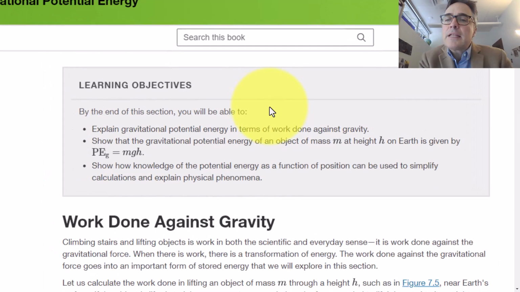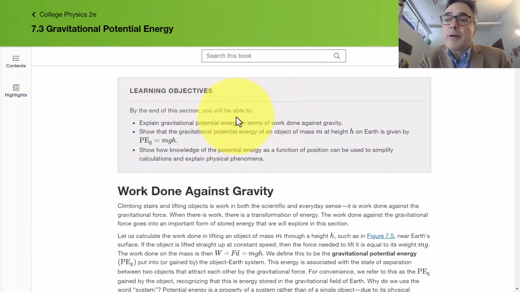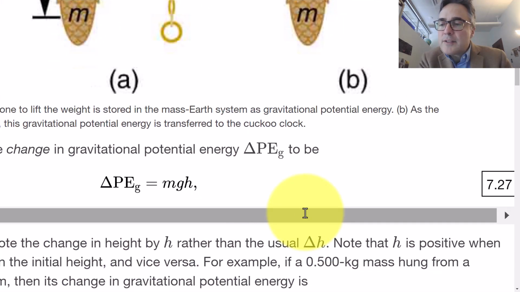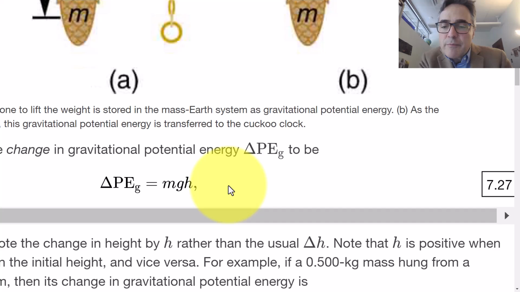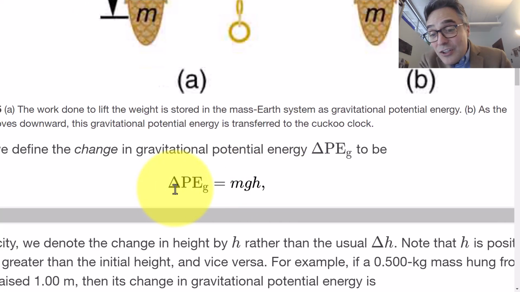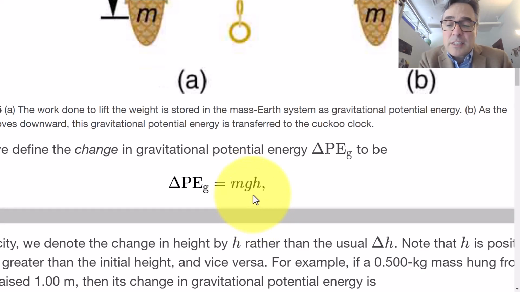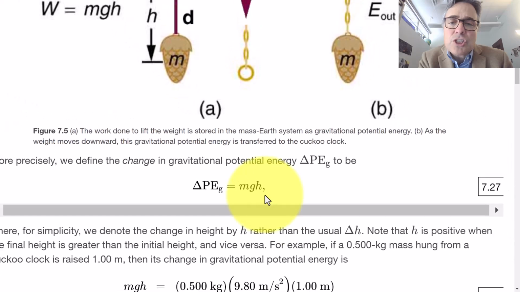And that's the work-energy theorem. And lastly, section 7.3 is about gravitational potential energy, which is defined here actually as a change. So it's equation 7.27, the change in gravitational potential energy equals mgh, where h is the change in something's vertical position. So g here is 9.8. It's the acceleration due to gravity on Earth's surface. m is the mass, and h is something's change in position.